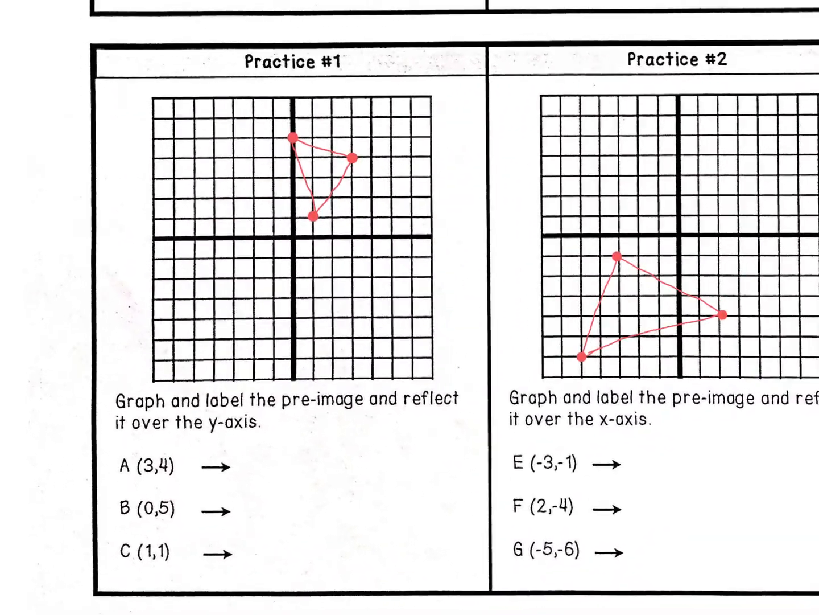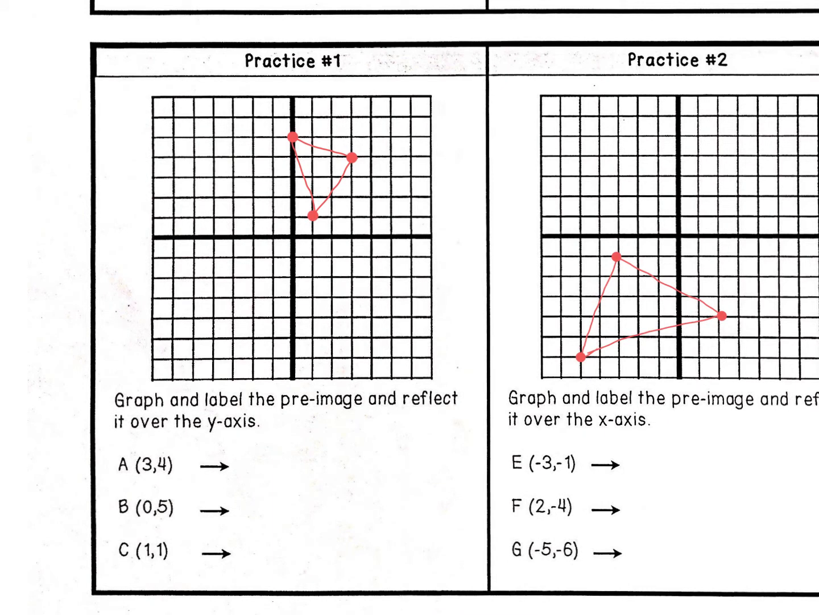Practice number 1. We want to graph and label the pre-image, already done, in red, and reflect it over the y-axis. Now, reflecting over the y-axis means we're going to manipulate the x-coordinates. By manipulate, I mean flip the sign. So my A coordinate of 3, 4 will become -3, 4. My B of 0, 5 will still stay at 0, 5, because once more, 0 is neither positive nor negative. And my C of 1, 1 will become negative 1, comma 1.